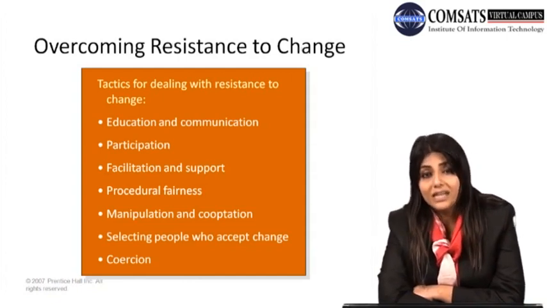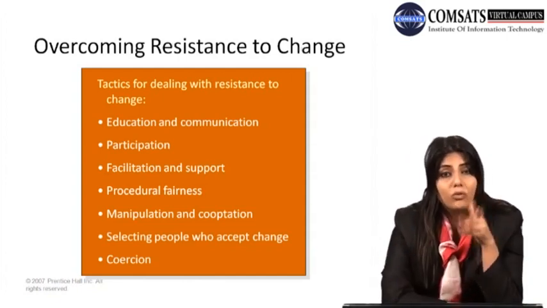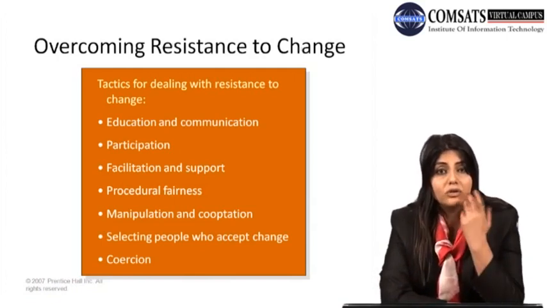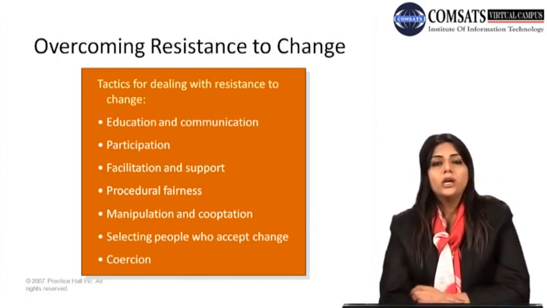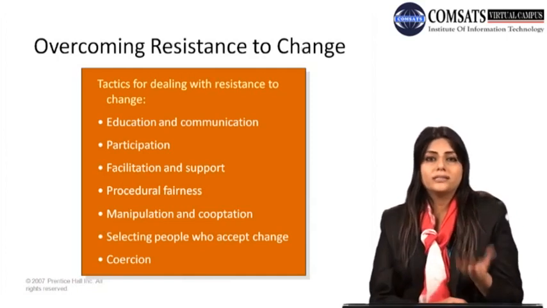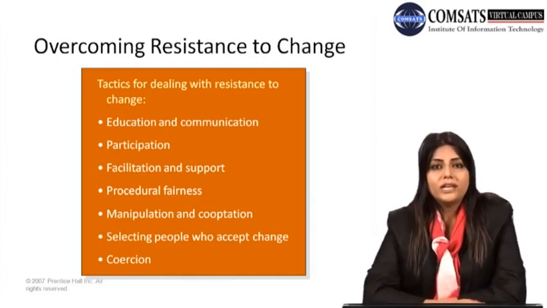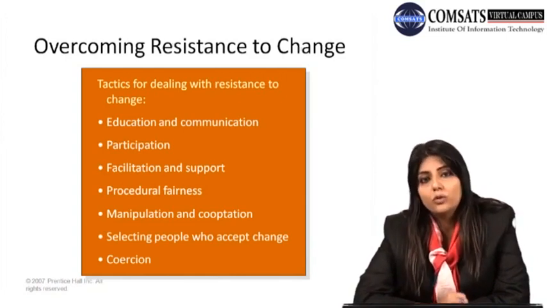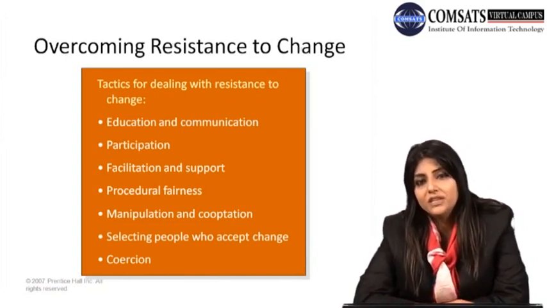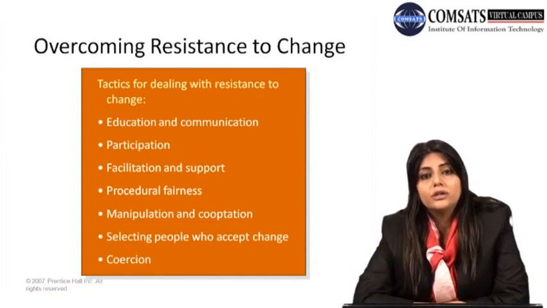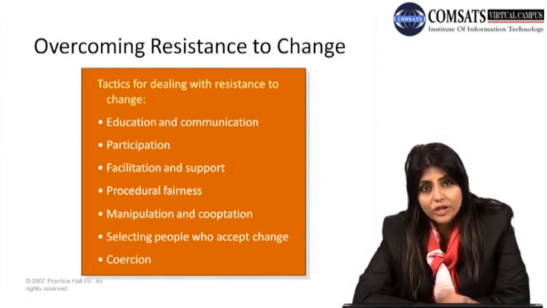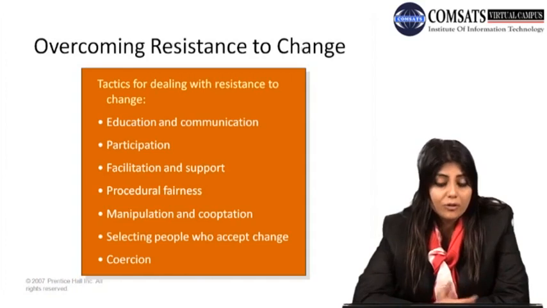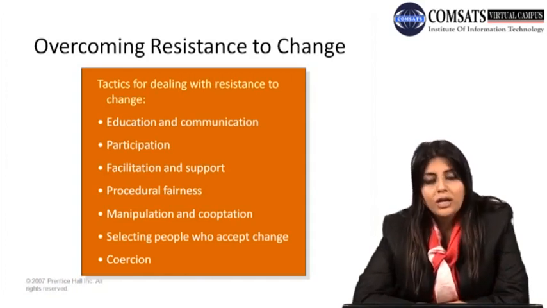Then the facilitation and support, the managers need to ensure the employees about their support by ways of the skill development of the employees. So if their old skills are getting obsolete and they need to learn new skills to adapt to that change, so there should be the training and the skills provision by the management that should be ensured to the employees, right? Then the procedural fairness, of course, in the whole process should be there. If the employees perceive that the fair procedures are not used while coming up to that change, then they may be resistant to change.